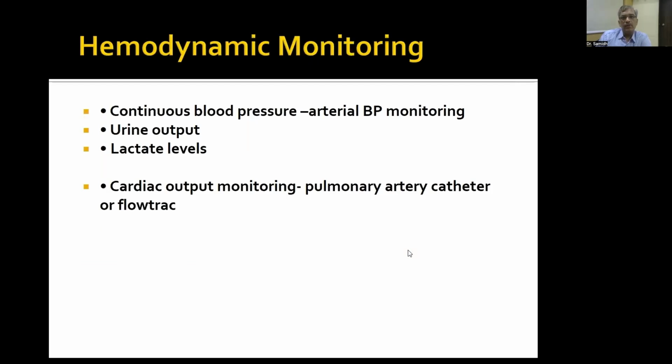In all those patients on a vasopressor or inotrope, there is a strong recommendation for continuous blood pressure monitoring using an arterial BP line. We can monitor urine output hourly and the lactate level in subsequent ABGs, whether it is decreasing or not. Cardiac output monitoring using a pulmonary catheter or FloTrac is sometimes used when there is mixed shock, for example, a combined septic and cardiogenic shock, or if cardiogenic shock is very severe and you want to assess whether fluid therapy is going to help. In those conditions, we can use the pulmonary catheter to measure the cardiac output and systemic vascular resistance.